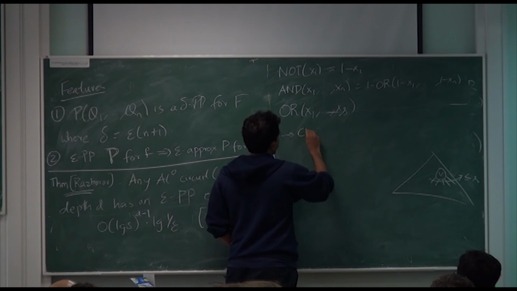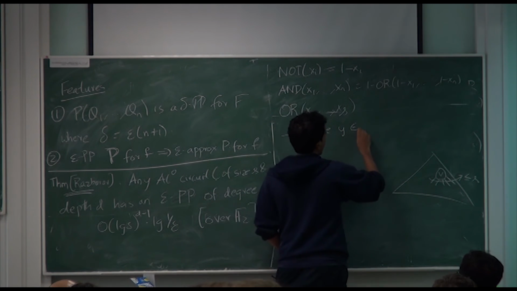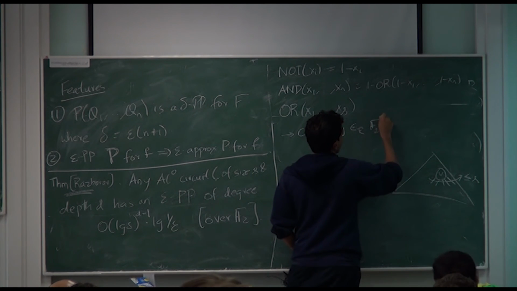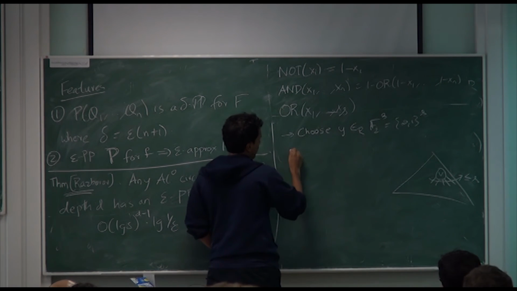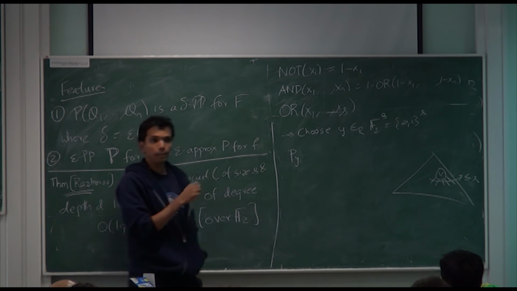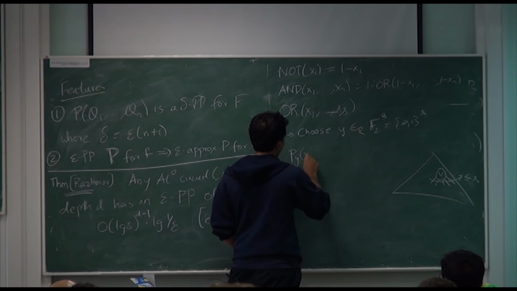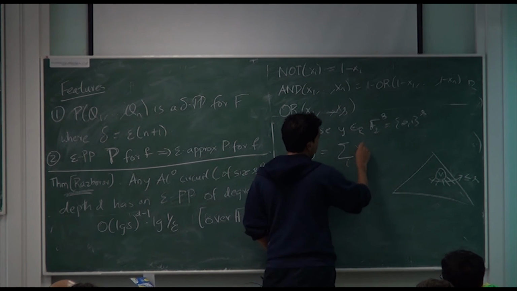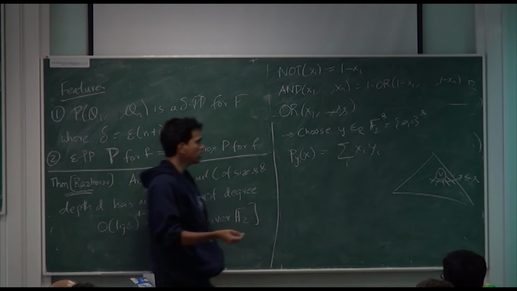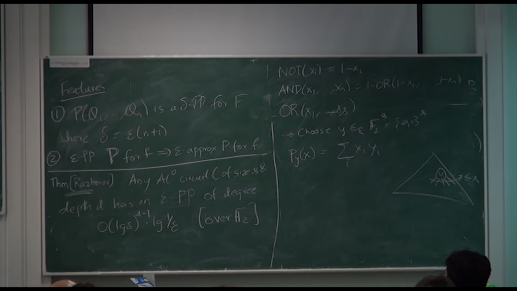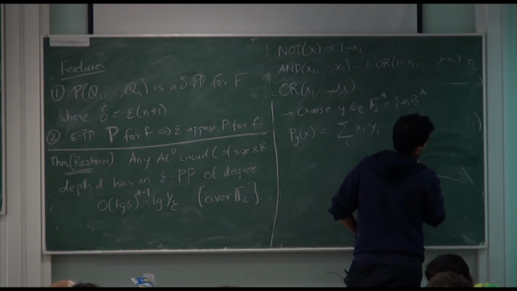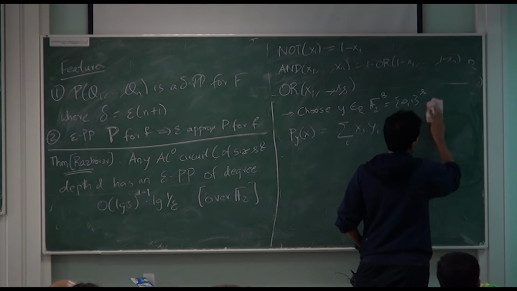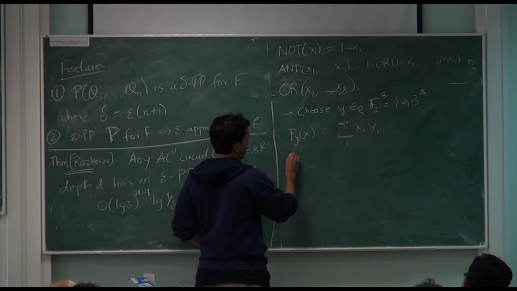Here's one. Choose a y randomly from F2 to the s, which is {0,1} to the s. And I have a probabilistic polynomial p_y of x, which is just the sum of x_i times y_i. So it's just the inner product between the vectors x and y. So what property does this polynomial have? Well, surely if my input was 0, which is the only 0 input for the OR function, this polynomial is always 0.